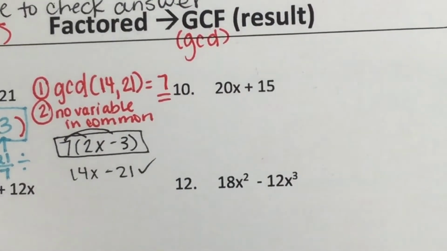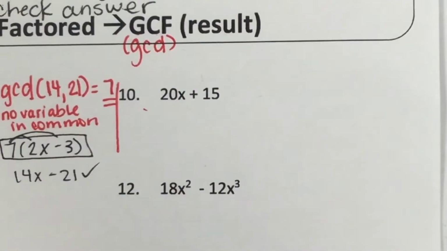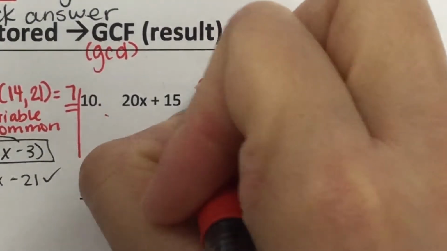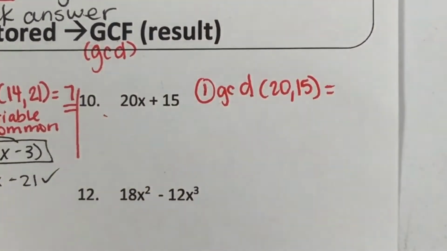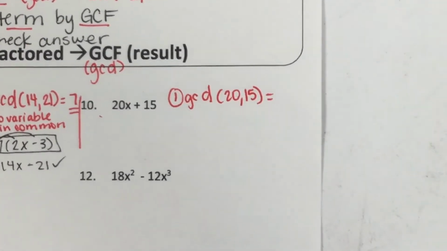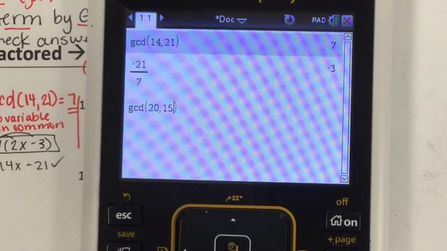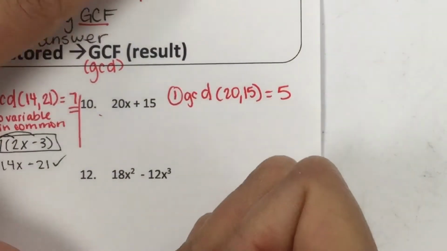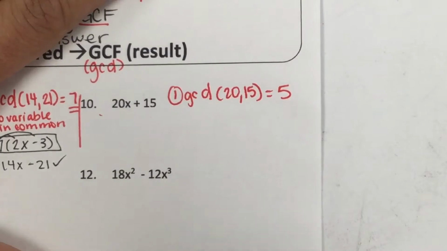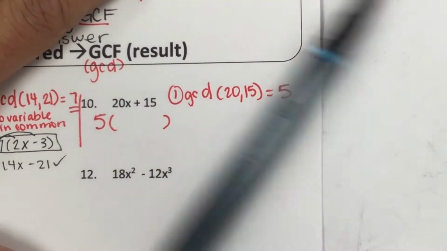We're going to do the same thing. So looking at number 10, you're going to find the GCD of the numbers first. So first, find the GCD of 20, 15. So take your calculator and do menu 25, 20, 15. You get 5. So 5 is the greatest common factor of the two numbers, and there's no variable that they have in common. So 5 is going to go on the outside, and we're going to figure out what goes on the inside of the parentheses.